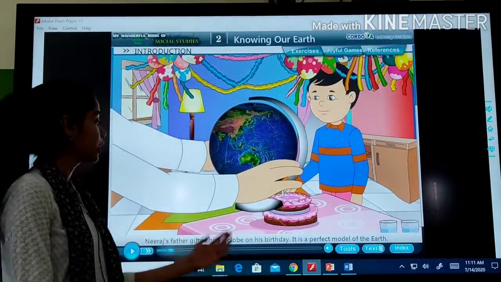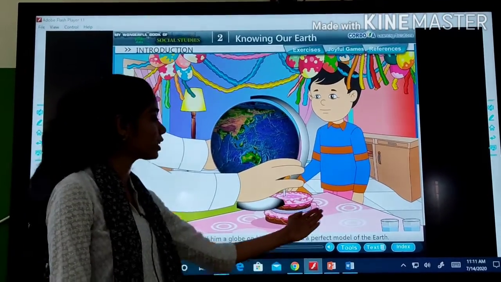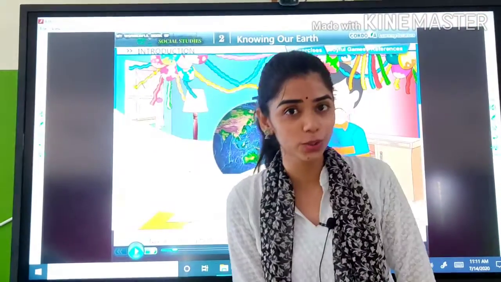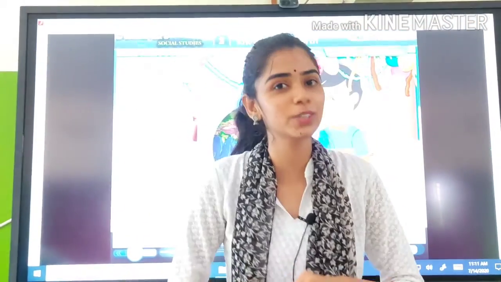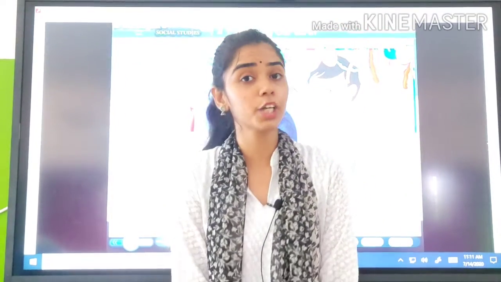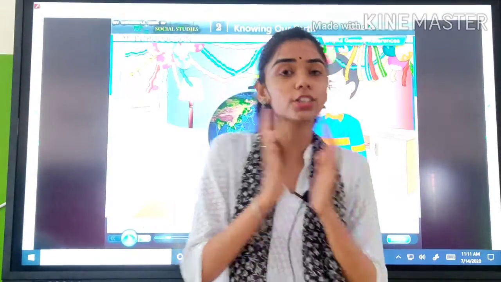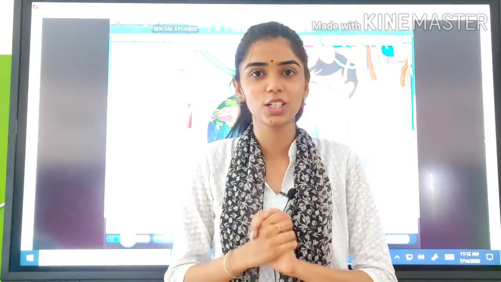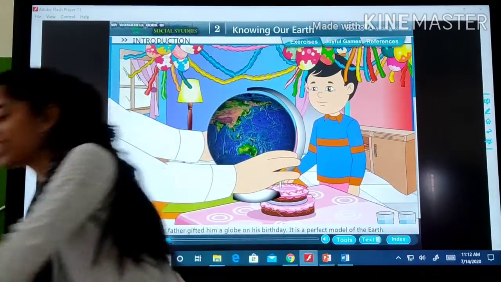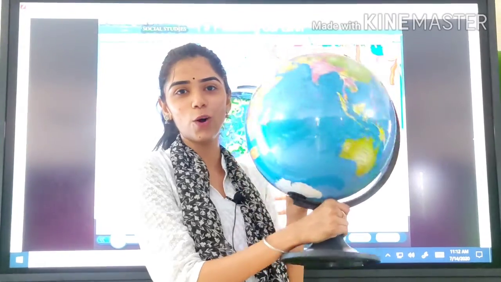Neeraj's father gifted him a globe on his birthday. It is a perfect model of the earth. Now what did Neeraj's father do? You remember Neeraj, the student who loves studying social studies? His father gifted him a globe, which is a perfect model of the planet Earth. Do you want to see a globe? Okay, I'll show you. See, here it is, the giant globe.